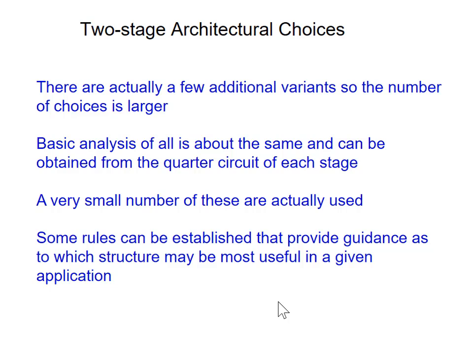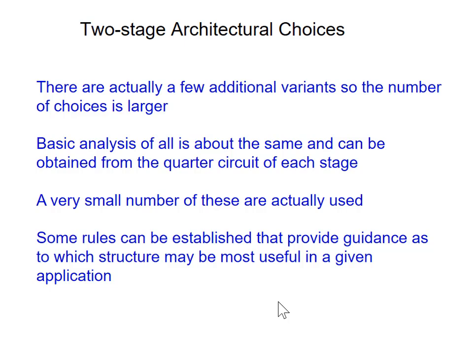Fortunately, even though there might be several different structures that people could use to meet a particular application, usually only a relatively small number of these are really talked about very much. We can also establish some rules that provide guidance as to which structures may be most useful. One thing that's not usually very useful is to have a tail current bias on the first stage and a tail current bias on the second stage. Because the first stage doesn't leave a common mode signal on the output. If there's no common mode signal left on the output, you don't need a good common mode rejection ratio. If you don't need a good common mode rejection ratio, you might as well eliminate the tail current source.